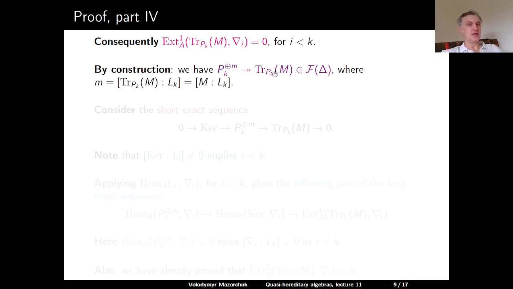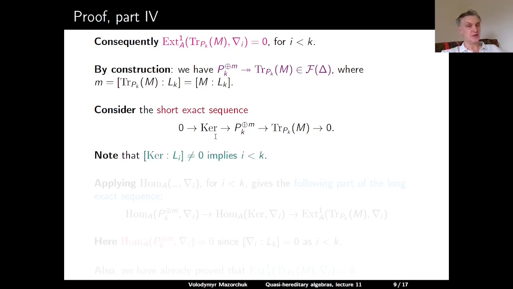Okay, now let us look at the module trace from Pk into M a little bit closer. By construction, this module is a quotient of a certain number of copies of Pk. Let's denote this number of copies m, and we can compute this m as the multiplicity of Lk in our trace, and also as the multiplicity of Lk in the original module M. Now we consider the short exact sequence, so we have this projection from Pk plus Pk and so on, m times, onto the trace in M of Pk, and it has some kernel.